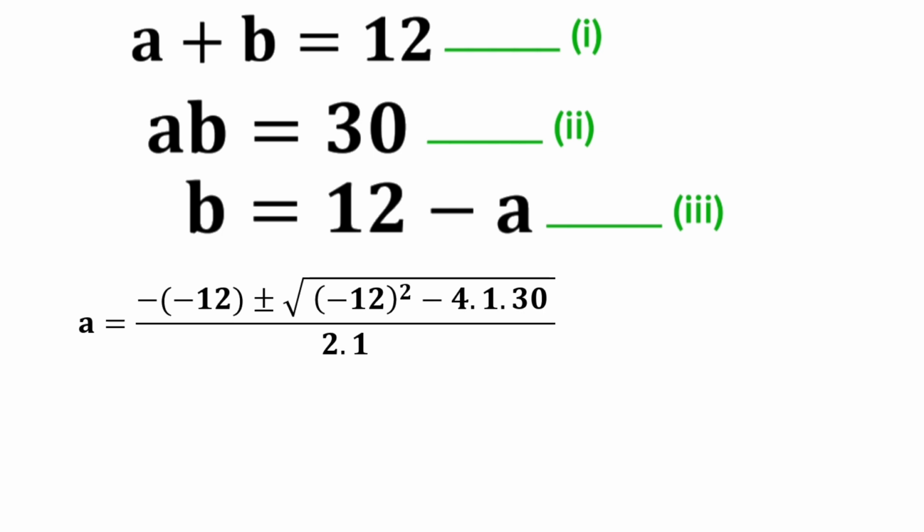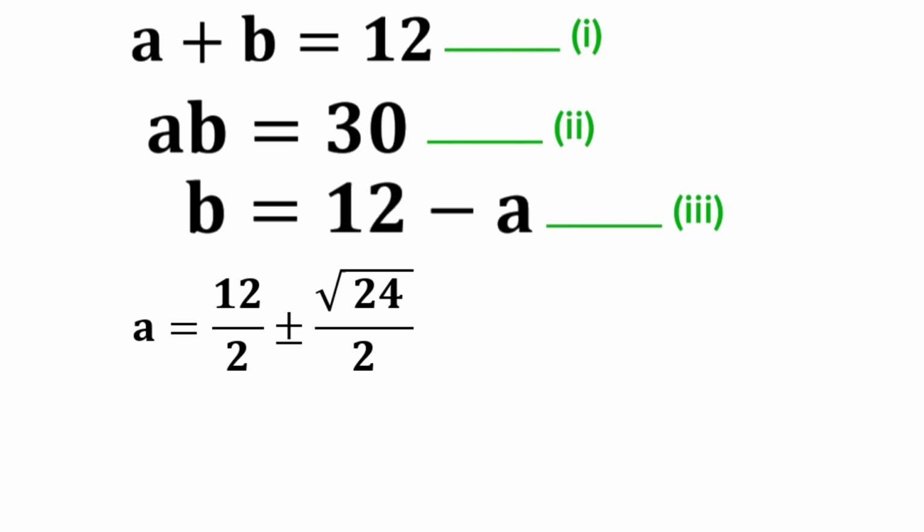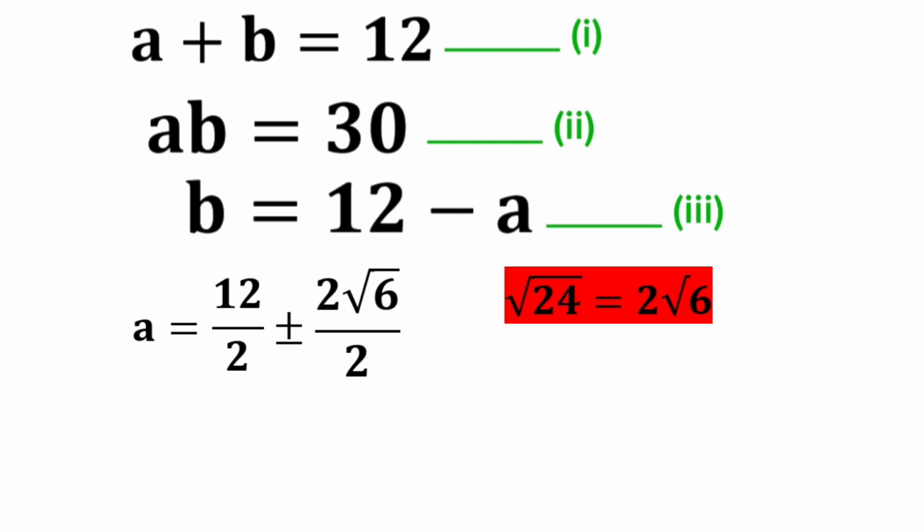Then a is equal to minus minus, this is plus 12, plus or minus the square root of 144 minus 120, this is 24, over 2. Now if I separate this fraction, we find a is equal to 12 divided by 2, then plus or minus the square root of 24 over 2, which is 2 square root 6 over 2.